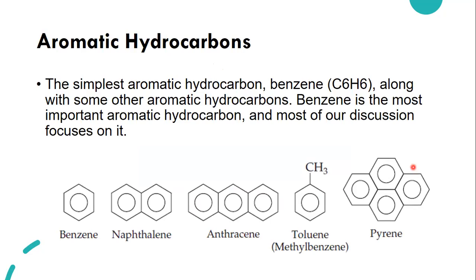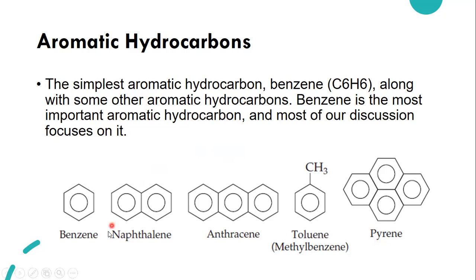Next to the hydrocarbons are the aromatic hydrocarbons. When we say aromatic hydrocarbon, it is a hydrocarbon that has a ring. The simplest aromatic hydrocarbon is benzene, or C6H6. Benzene is the most important aromatic hydrocarbon, and most of our discussion focuses on it.